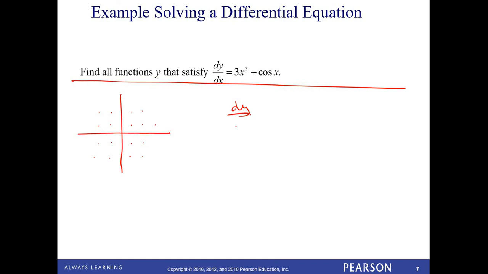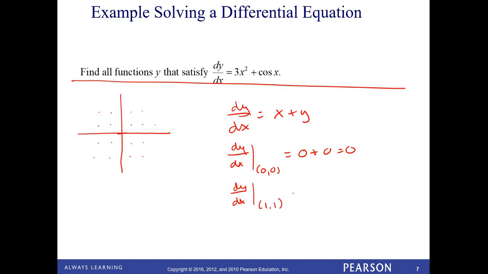So let's say that dy/dx equals x plus y. Now, my slope is dependent upon both x and y, but let's try a few points. So let's find dy/dx evaluated at 0, 0. So at 0, 0, my slope is 0. Let's do dy/dx evaluated at 1, 1. Now my slope is 2, so at 1, 1, my slope is going to be a little tiny line that would indicate going up 2 and to the right 1, or down 2 and to the left 1. So it's going to be a pretty steep little line there.